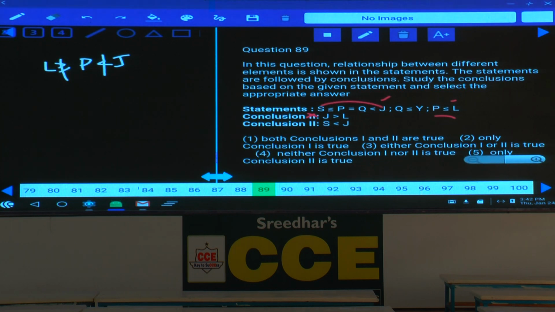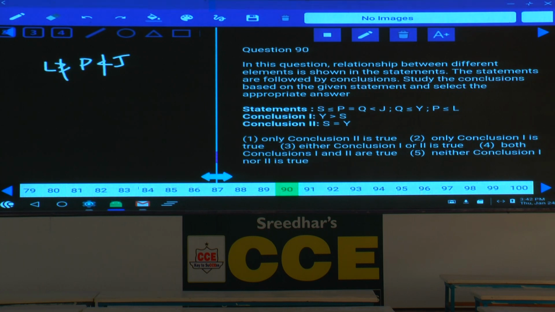Then coming to the second one, between S and J, lesser than or equals to, lesser than, which symbol is common? Lesser is common. Hence S lesser than J definitely true. Only conclusion 2 is true, that is choice 5. Question number 89, choice 5.